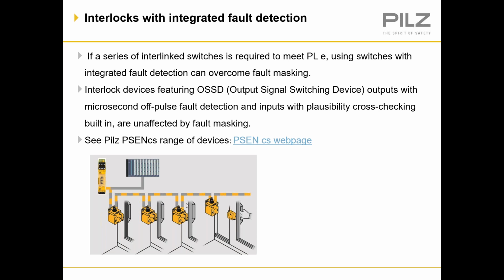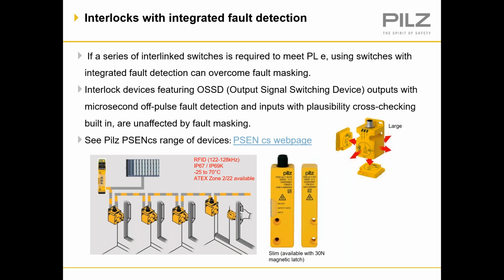It's an RFID frequency. There are no internal moving parts, so it's rated at IP67 or 69. And the temperature range can be from -25 to +70 degrees, and ATEX is also available. It comes in different shapes and sizes depending on the application, and the actuator can be mounted in various positions or forms, again to suit the application.